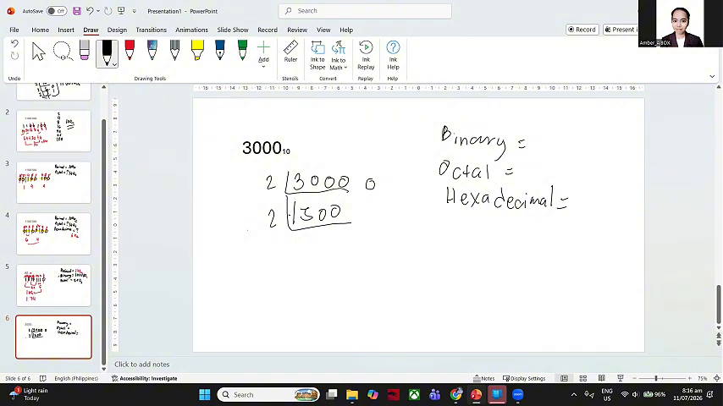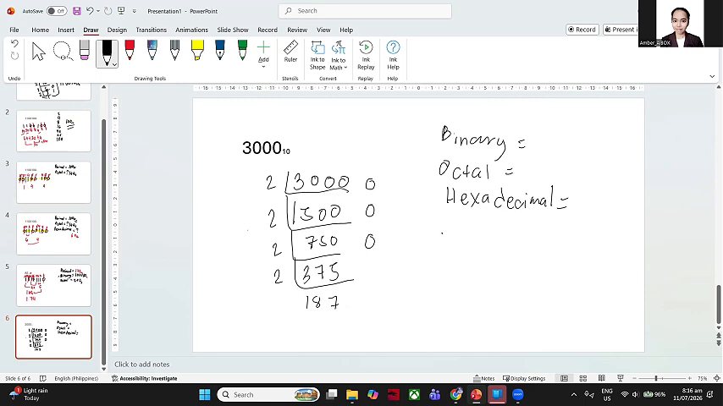1,500 divided by 2 is 750. Is there a remainder? No, so 0. Another one divided by 2 is 375. There's no remainder, so 0. Another one, 375 divided by 2 is 187. Is there a remainder or not?